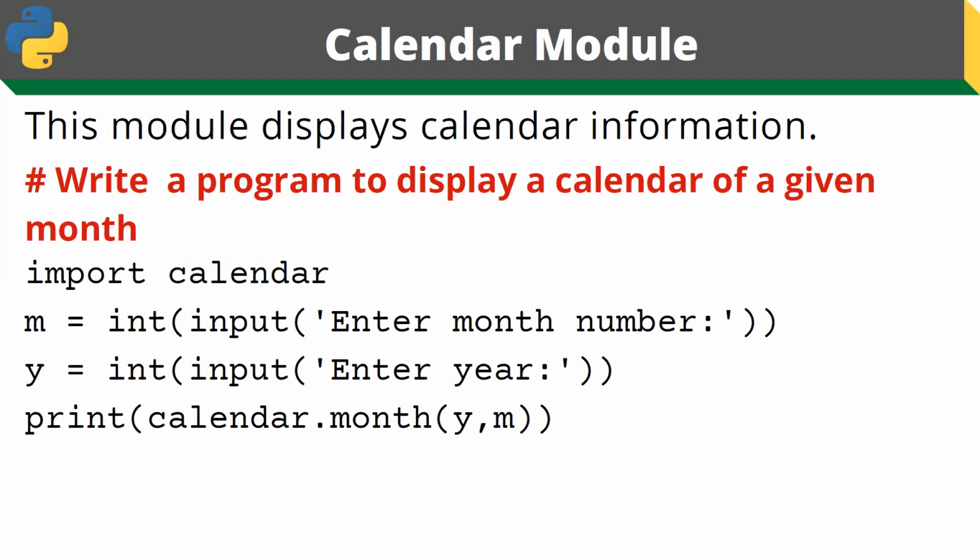Then coming to the calendar module. This is another built-in module. Suppose you want to print a particular day, particular month, particular year. For that, we use the calendar module. This module displays calendar information. For example, write a program to display the calendar of a given month. Suppose the current month is November and you want the full November calendar. Using the calendar module in Python, you can display it.